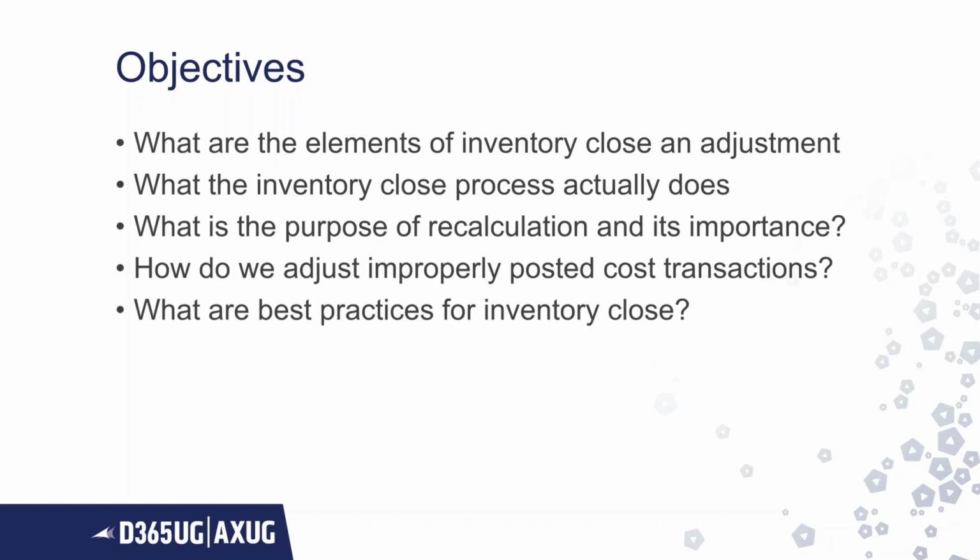Then we're going to talk about recalculation and why it's important. Recalculation allows you to get out of your weighted average date costing, which is the native mode it works at, with the exception of standard cost, and gets into things like LIFO and FIFO layers. Then we're going to cover how we fix improperly posted transactions. That's what adjustment does. When you think of adjustment, think of fixing something after the fact. And then we're going to talk about best practices.